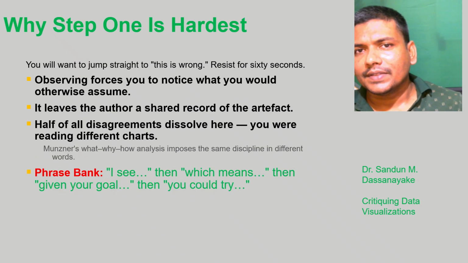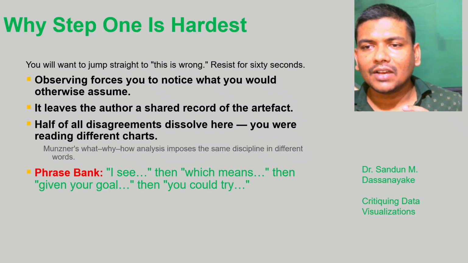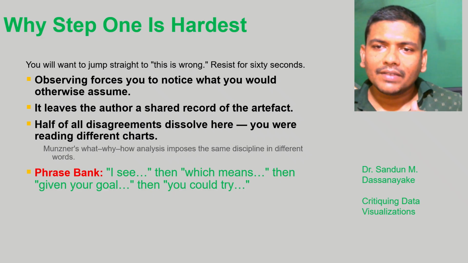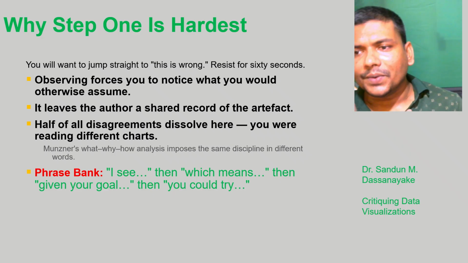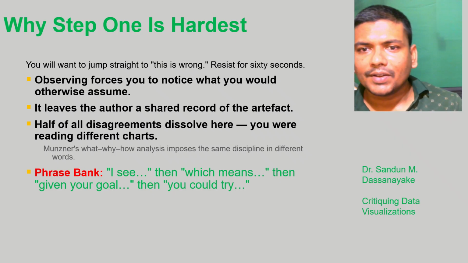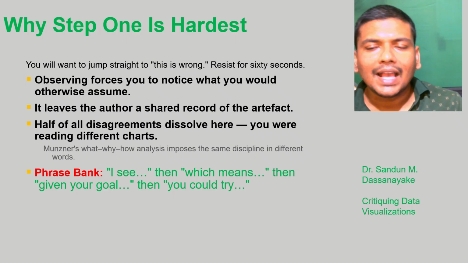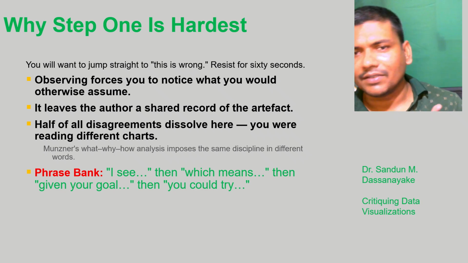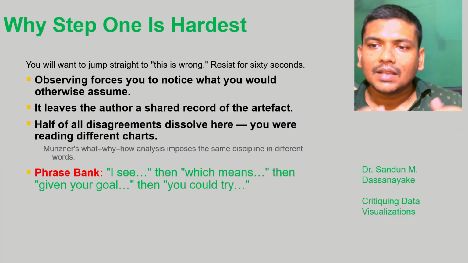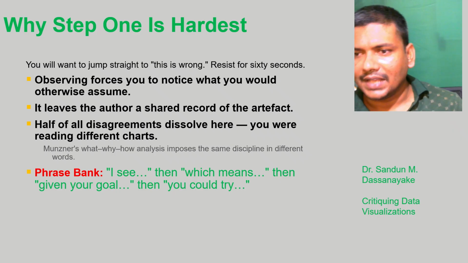I'm going to make you do this in silence, and you will find it uncomfortable. 60 seconds of describing a chart without evaluating it feels like wasted time. It isn't, for three reasons. Describing forces genuine looking. You will notice the missing axis label only when you go to write down what the axis says. It creates a shared record so the author knows you engaged with what they built rather than what you assumed. And it defuses roughly half of all disagreements, because those turn out to be two people reading the chart differently. Tamara Munzner's what, why, how analysis enforces the same discipline in more formal language.